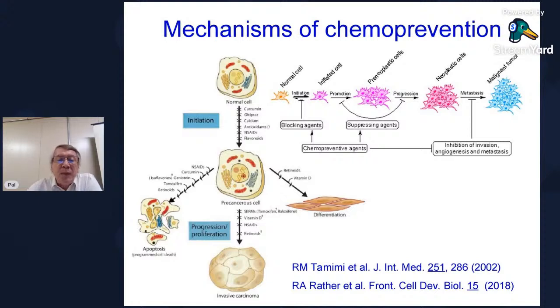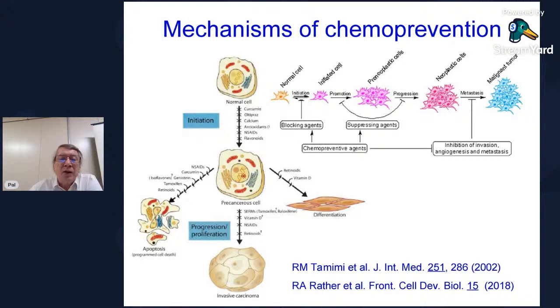Depending on the mechanism of action and the target of the chemopreventive agents, we can distinguish blocking agents, which block the initiation, or suppressing agents, which block the promotion. The promotion step is followed by progression, yielding neoplastic cells, and metastasis, resulting in the development of malignant tumors.